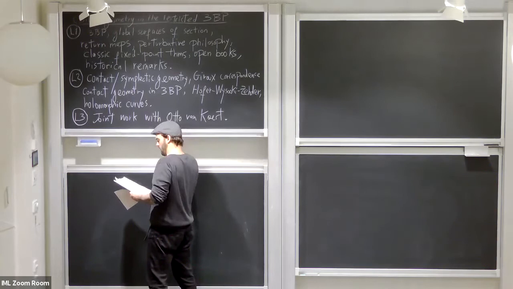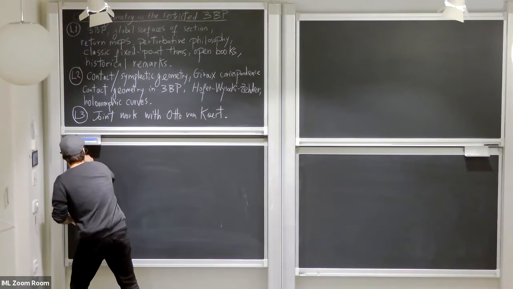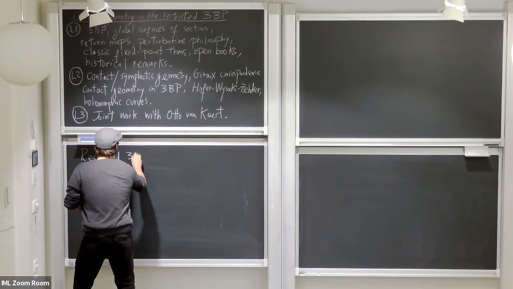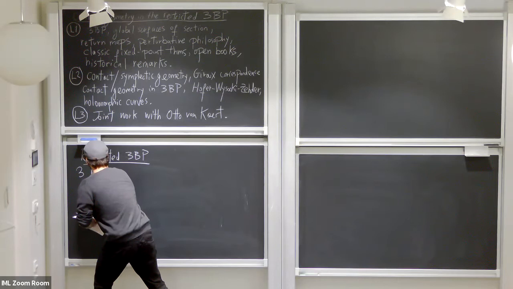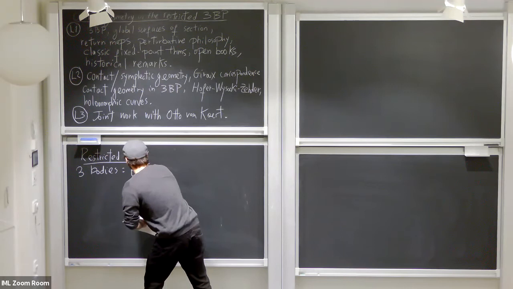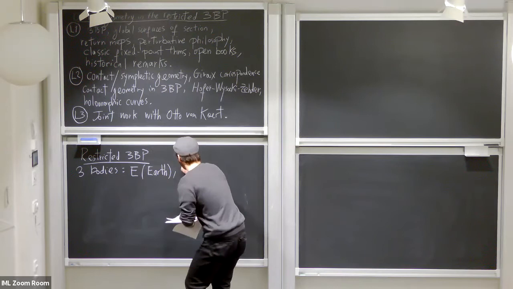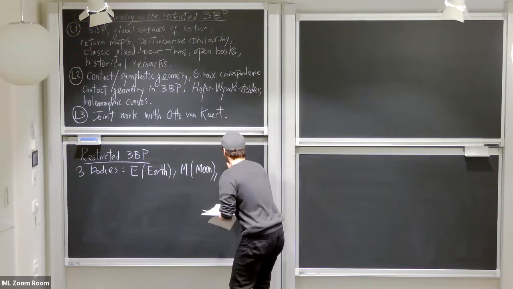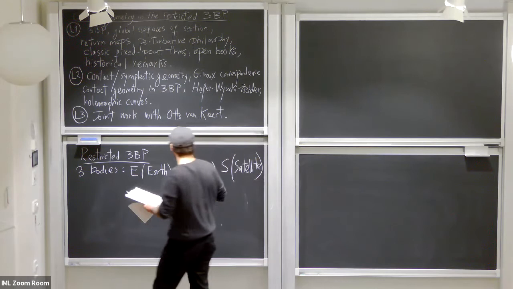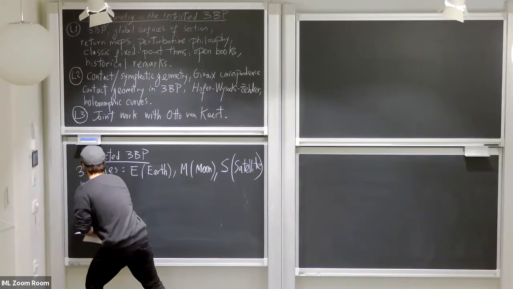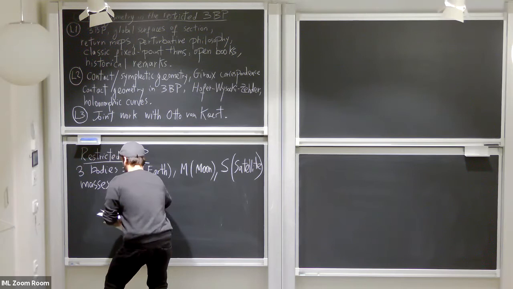I'll talk a bit about the restricted three-body problem. This is a very, very well-known problem that people have been working on for a very long time. So the setup is, we start with three bodies. E, which is the Earth, M, which I'll call the Moon, and S, which is the satellite or spacecraft, whatever you prefer, which is supposed to be very small in comparison to the other two. They have certain masses, m_E, m_M, and m_S.